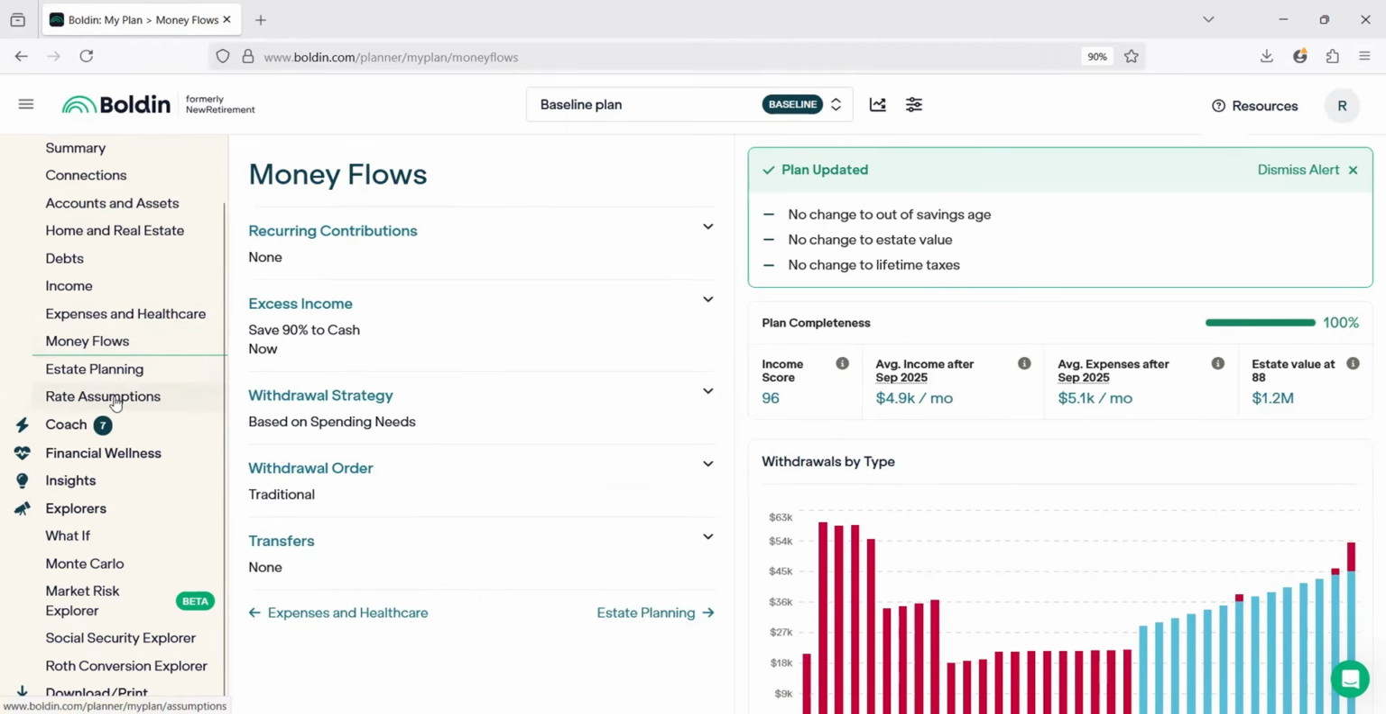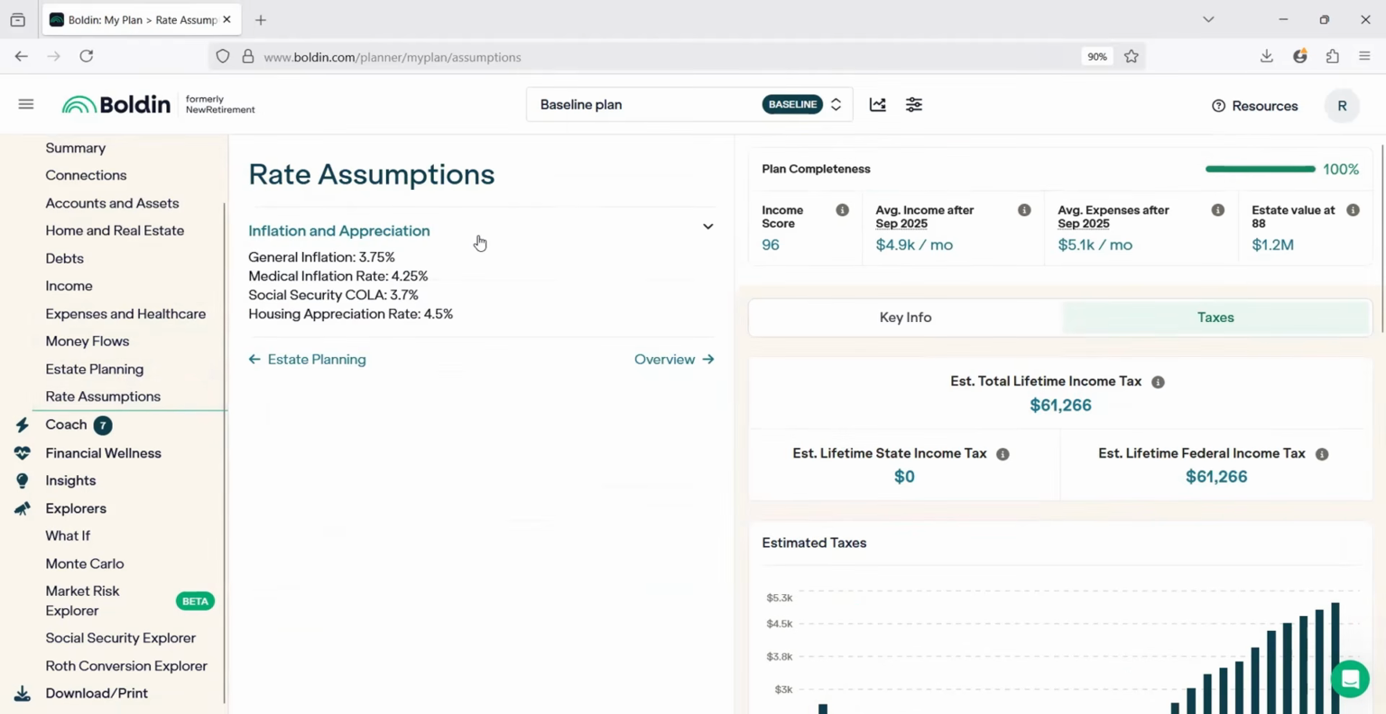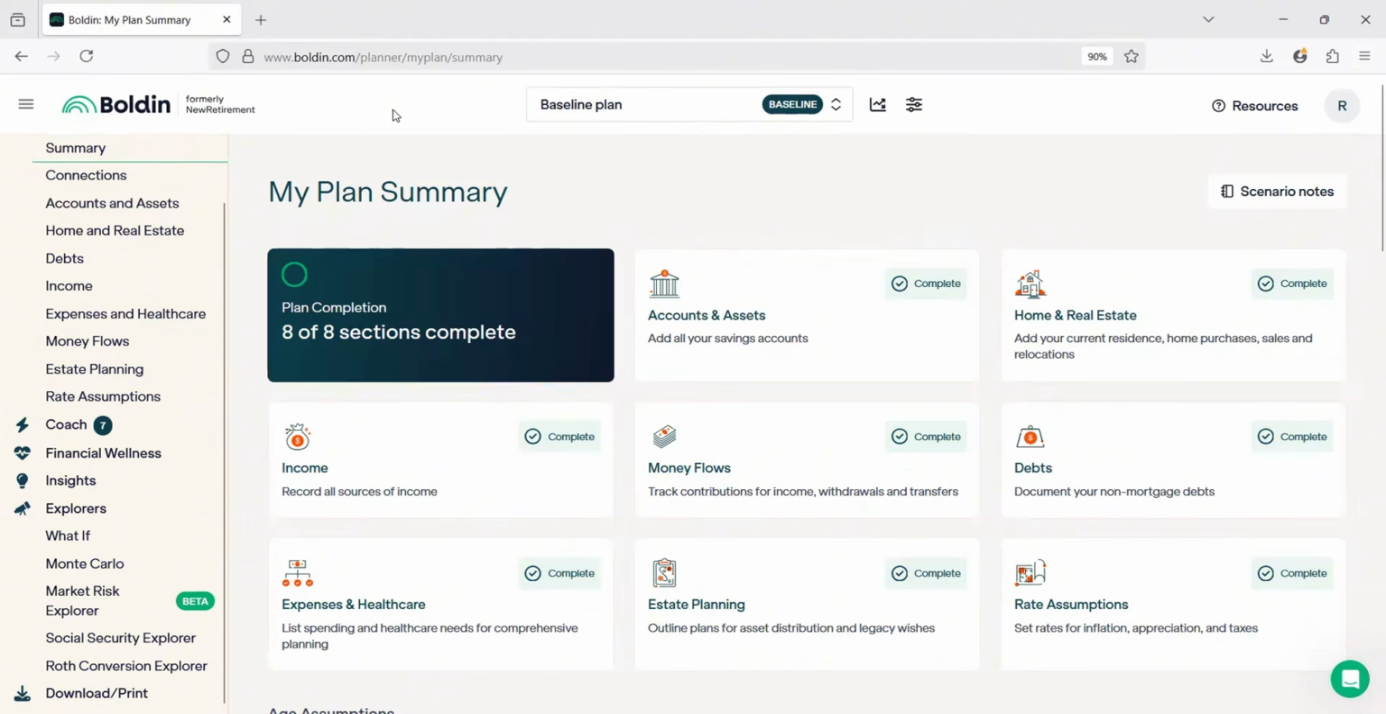Okay. And as I said, I'm just using the default here. The COLA for Social Security is 3.7. That seems high to me, but that's their default, so I'm going to leave it as is. Okay, so let's see how we did.